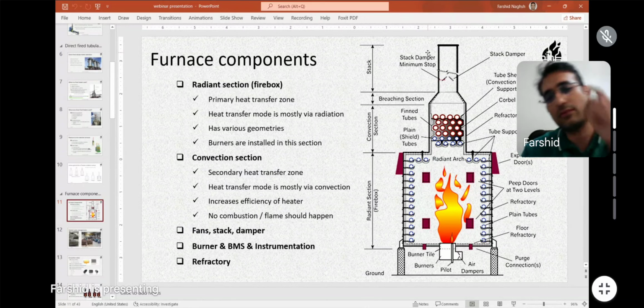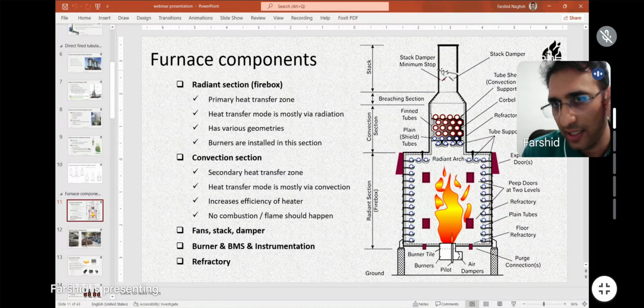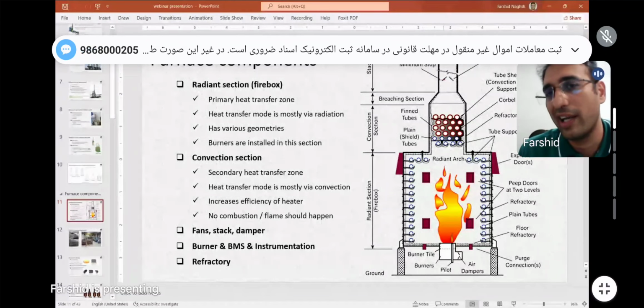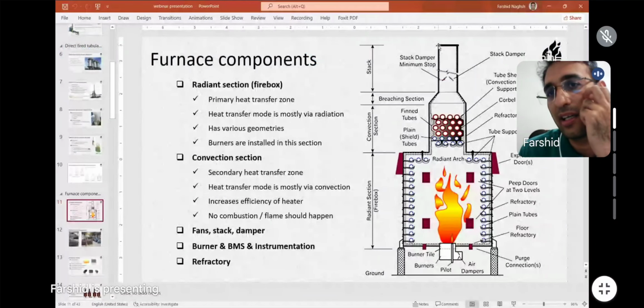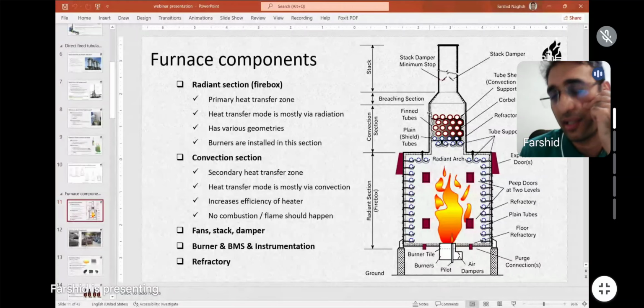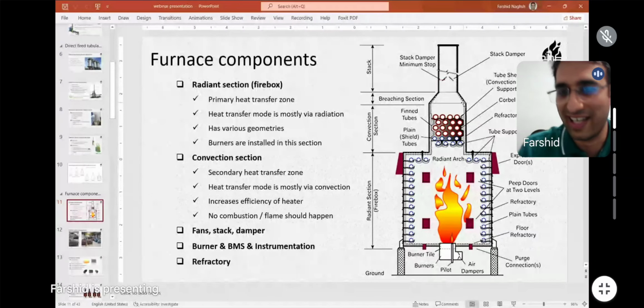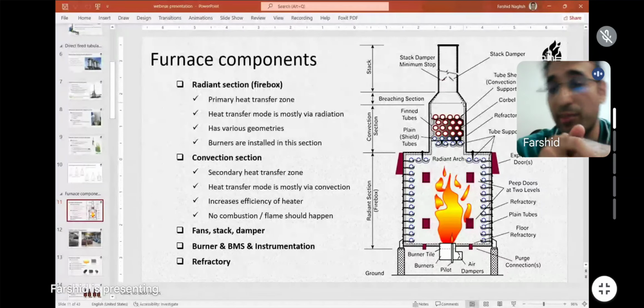So: radiant section, convection section, and the stack. There is also a gap between the stack and the convection section, which is natural when you want to connect a circular cross section to a rectangular cross section. You need a transition piece. It is called the bridging section.